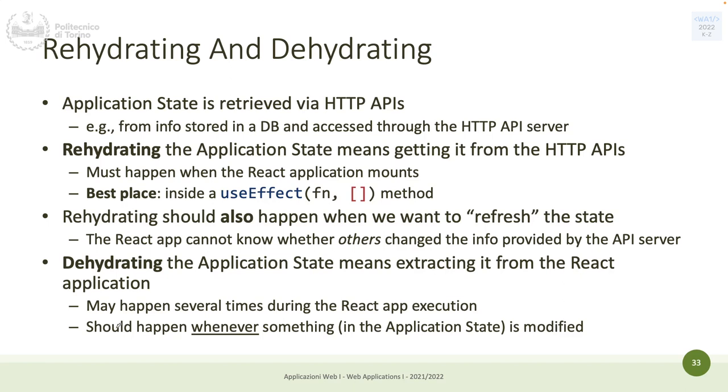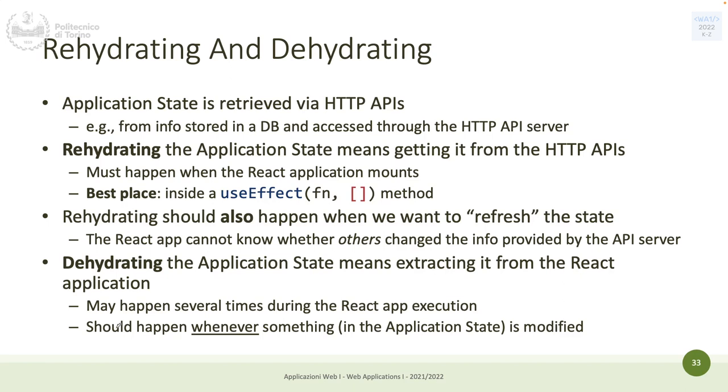So I want to have the table of the exams filled out. And the best place to do this is inside the useEffect, as we did with the empty square brackets, because at mount time we call the useEffect and we get the information. This is when we get the application state for the first time to get started. And then every time we need to refresh the state, because something can change on the server. We can change something on the server, or other people can change something on the server, that is still rehydrating, because it's always getting new information and changing the application state from an external source, that is the HTTP APIs in our case. And in which case we or others change something, we want to refresh the state.